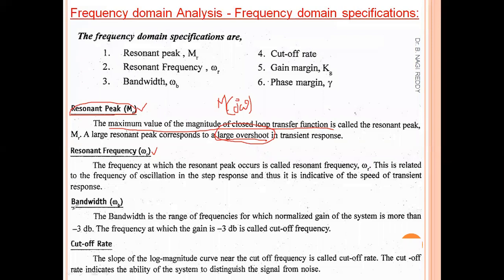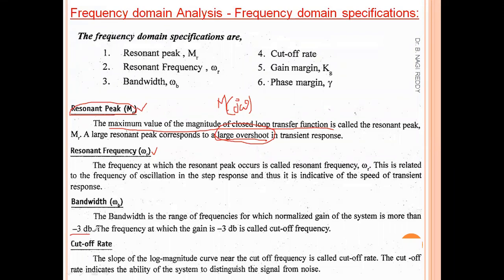Coming to the third one, that is the bandwidth. So you know what the bandwidth is. The bandwidth is nothing but the range of frequencies, and that range is generally defined by minus 3 dB. Minus 3 dB is the cutoff range for the bandwidth.